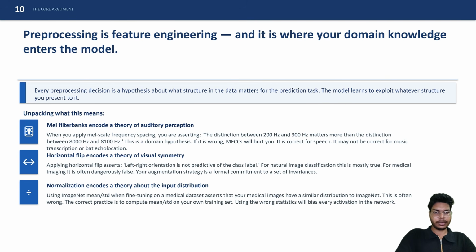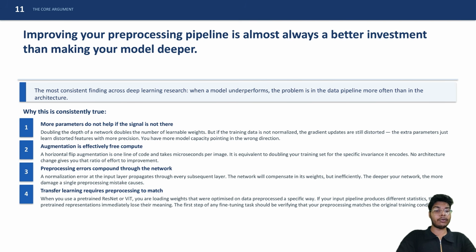Now, preprocessing encodes domain knowledge. This is the conceptual reframe. Every preprocessing choice is a hypothesis about our problem. Mel filter banks assert that low-frequency resolution matters more than higher frequency. Horizontal flipping asserts left-right orientation is irrelevant. Using ImageNet normalization on a medical dataset asserts your images have the same distribution as ImageNet, which is almost always wrong. Compute your own stats from your own training data.